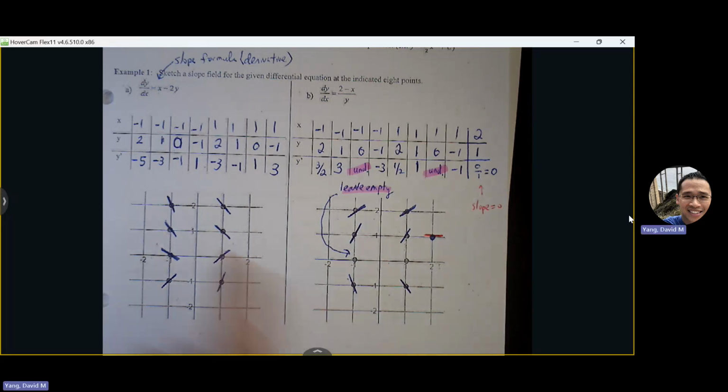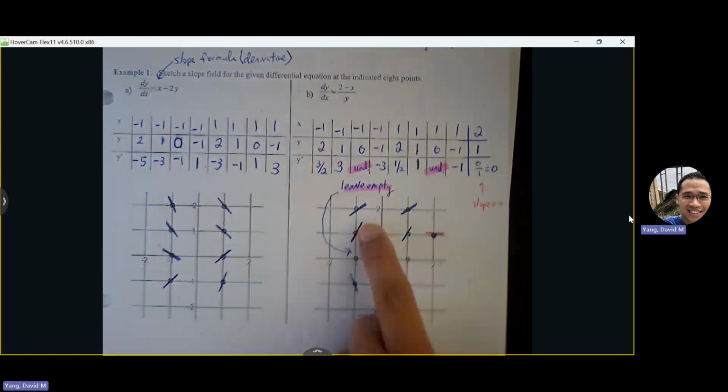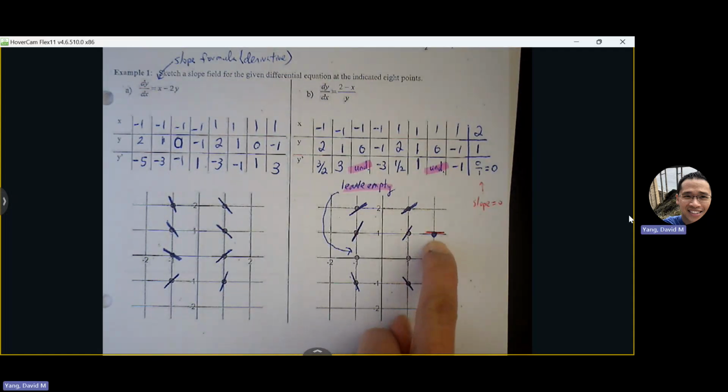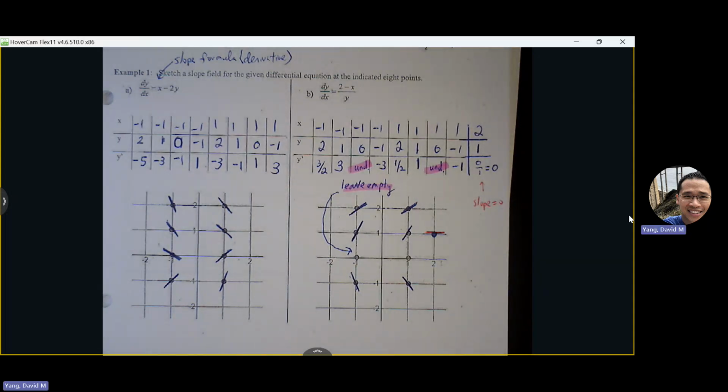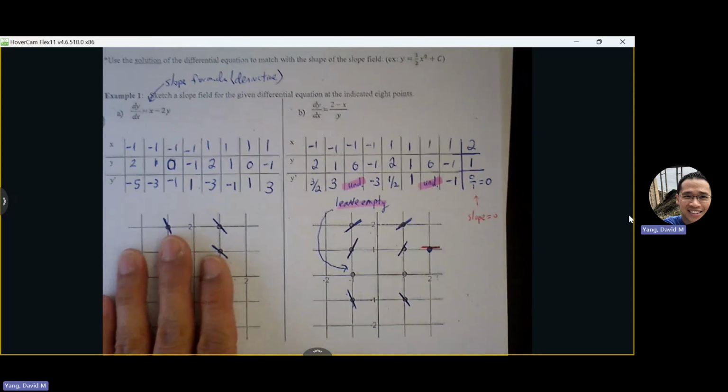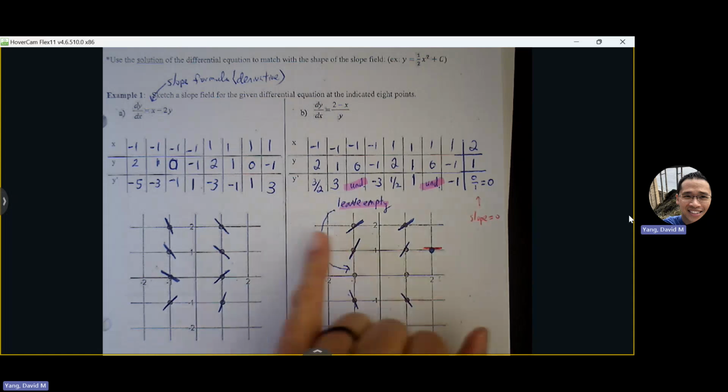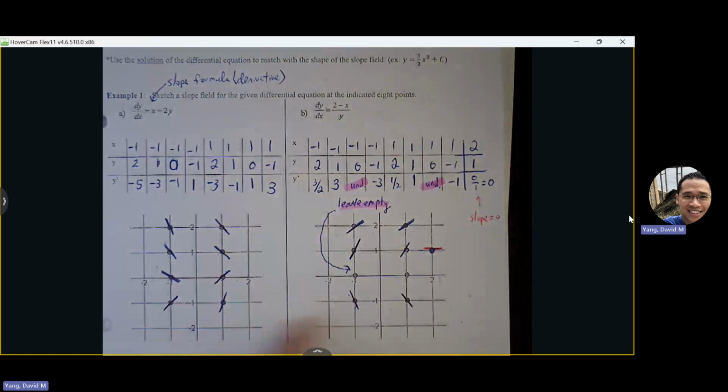So there are four options here: either a negative slope, a positive slope, slope zero, or slope undefined, which is empty. So pretty much you only have four options to work with. As long as you know how to interpret slope zero and slope undefined, these should be easy points.